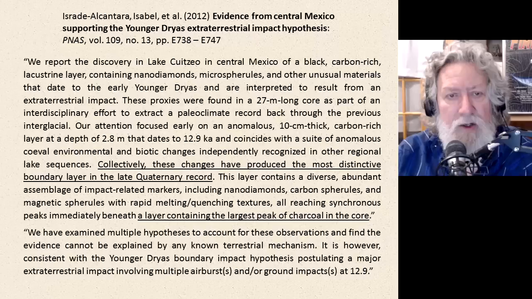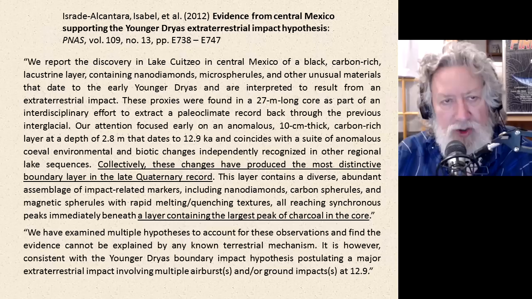Central Mexico, we're pushing the extent of the phenomena. We're widening the extent. We talked, I think it was last week, maybe the week before, about the evidence found on Santa Rosa Island, right? So this was a paper that was published in 2012. Isabel Alcantara, if I'm not butchering her name too much, I hope not. The paper was published in the Proceedings of the National Academy of Sciences, and was entitled "Evidence from Central Mexico Supporting the Younger Dryas Extraterrestrial Impact Hypothesis."